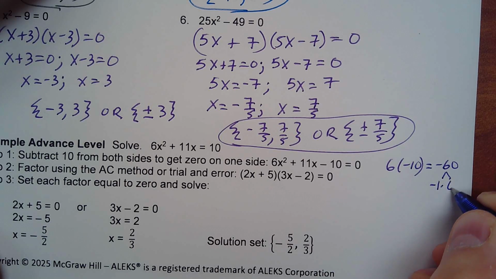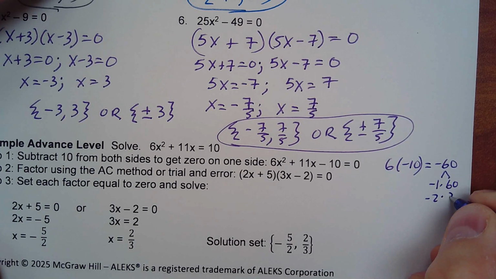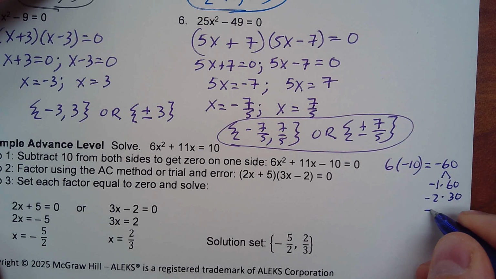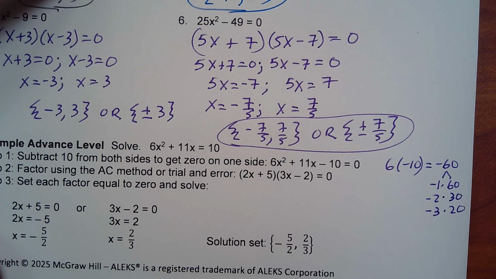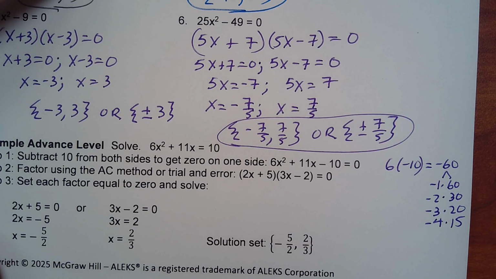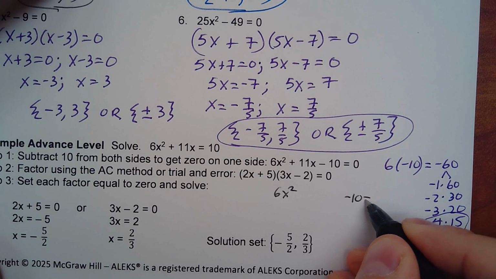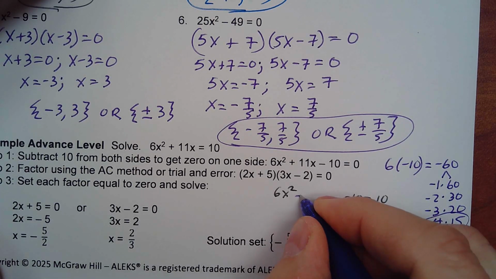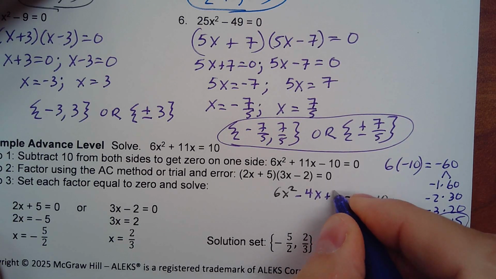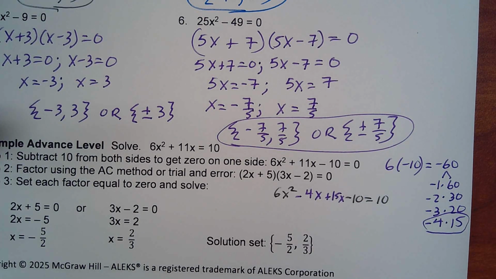So negative 1 times 60, remember the larger number has to be positive, that's 59. Negative 2 times 30, that's 28. Negative 3 times 20, that's 17. Negative 4 times 15, bingo. That's what we want. So we would write the 6x squared minus 4x plus 15x. And then we would do our factor by grouping.